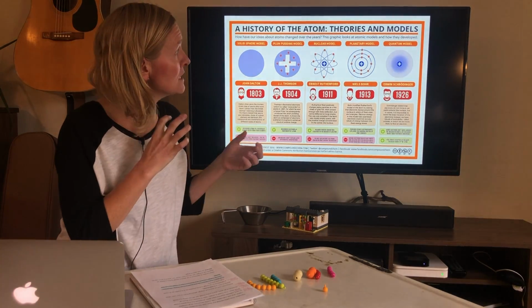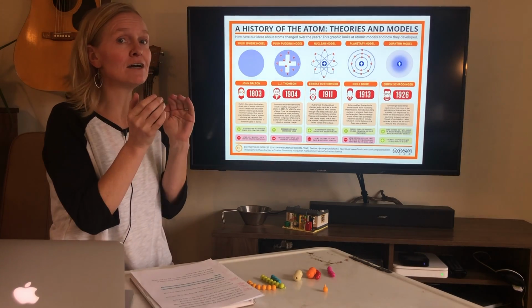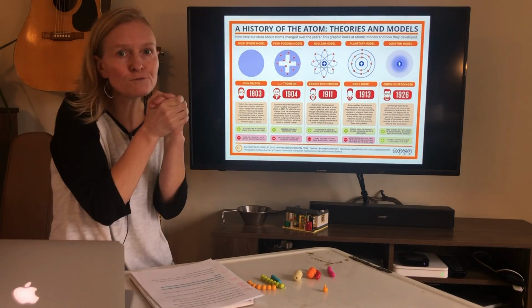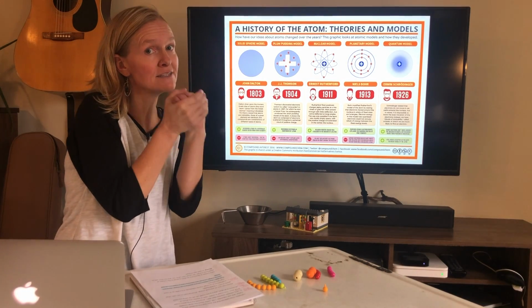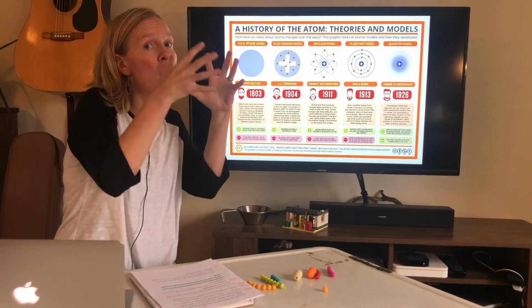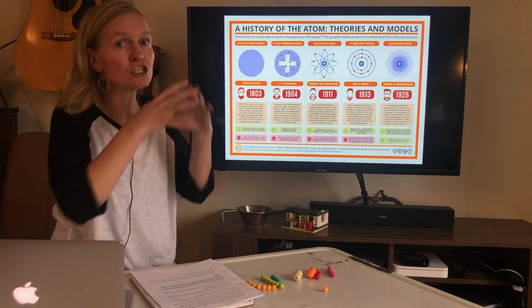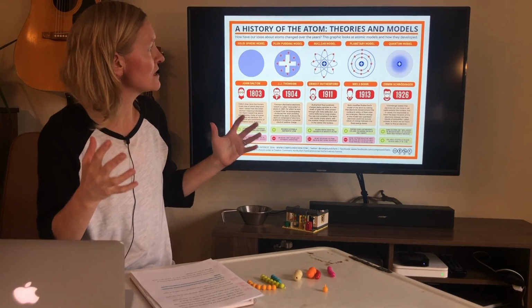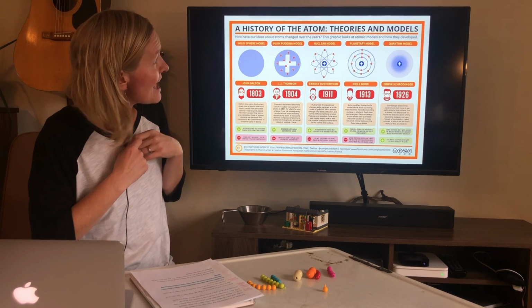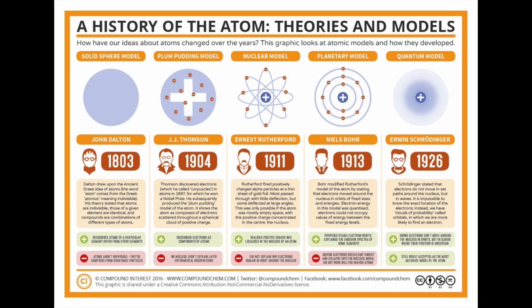He did some experiments, and because of that, they found out that there is a cluster of protons and neutrons in the center, but then there's not a whole lot. The electrons are actually spread out outside of the nucleus. Then, after that, we have the planetary model, which was proposed by Niels Bohr, and in 1926, we have the quantum model, which is the current model that we use today.